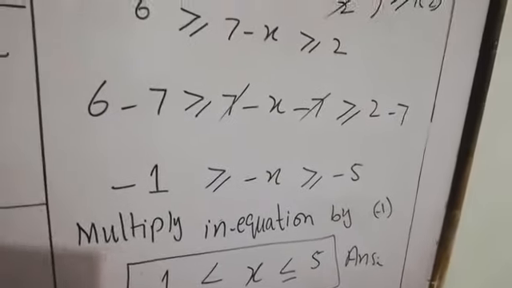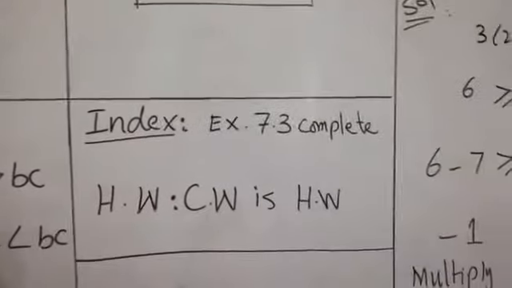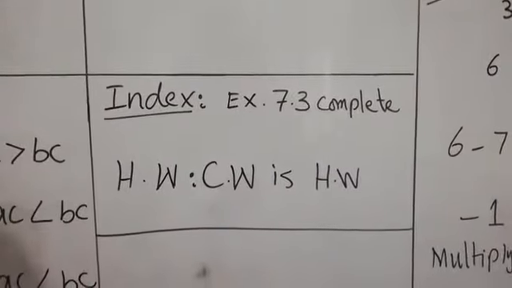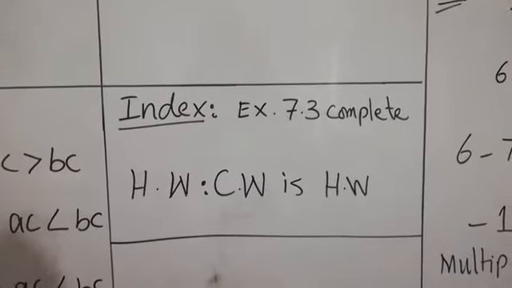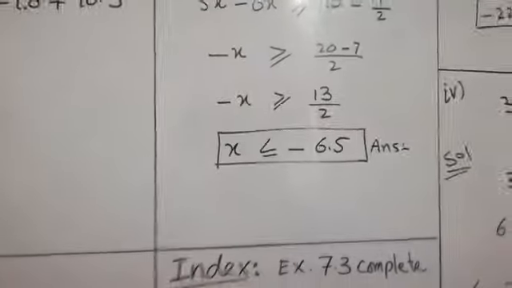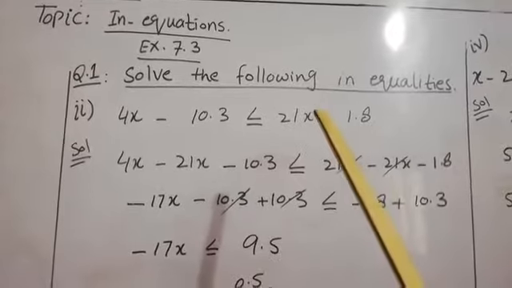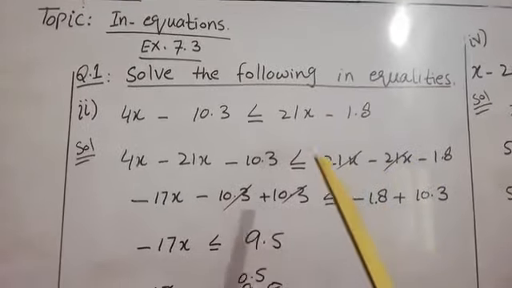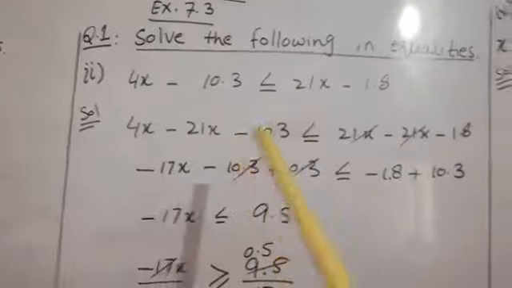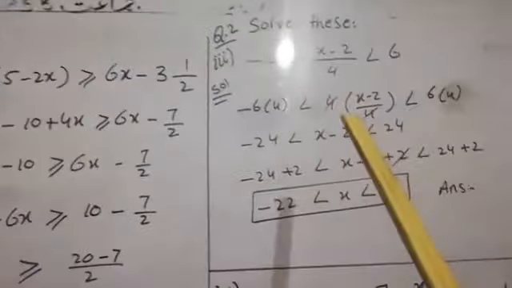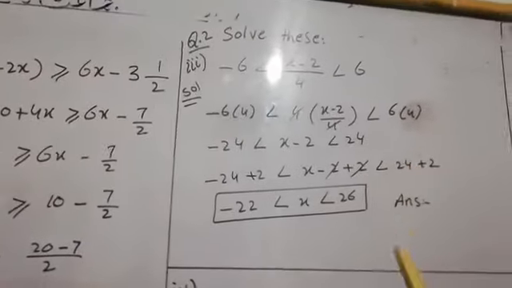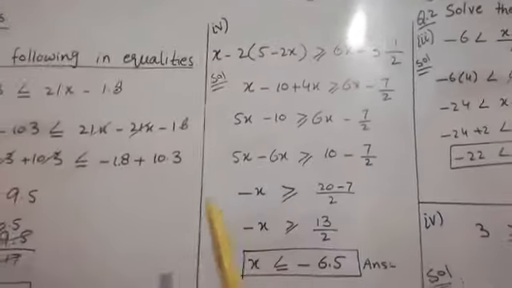Okay, this is the work of today's lecture. Now you can focus on your index. Your index is exercise 7.3 complete, and your CW is HW. Remember one thing, my dear students, according to the smart syllabus of your PTB book, you have only 4 parts of this exercise. In question number 1, part number 2 and part number 4 are included, and in question number 2, part 3 and part 4 are included. So you have only these 4 parts in your syllabus.